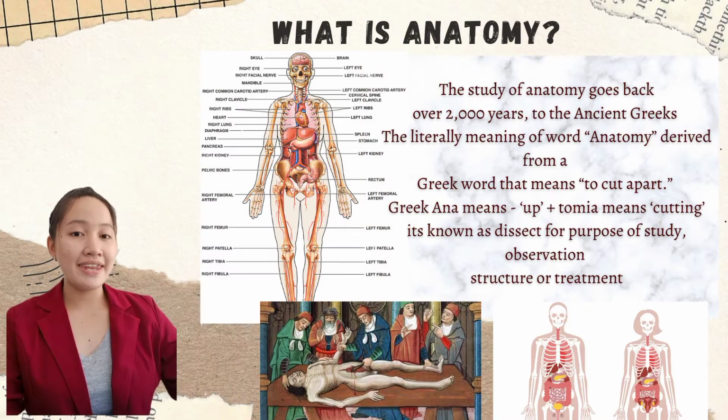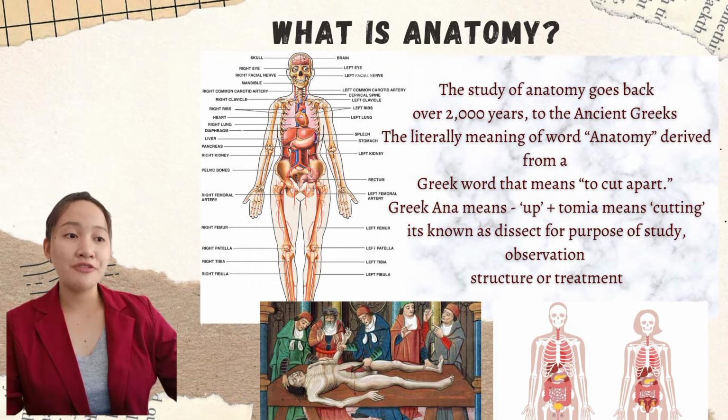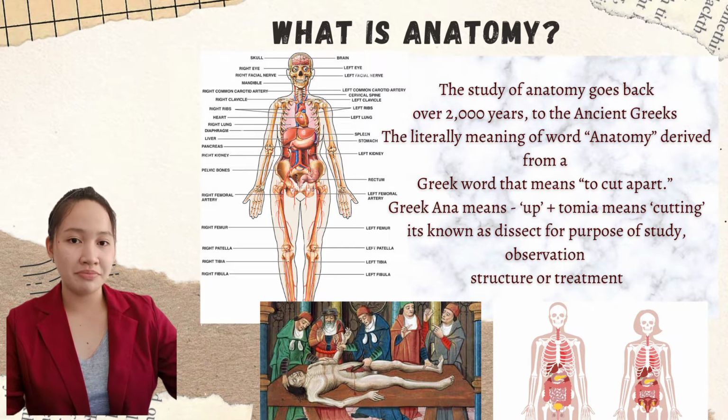What is anatomy? The study of anatomy goes back over 2,000 years to the ancient Greeks. The literal meaning of the word anatomy is derived from a Greek word that means to cut apart. Greek ana means up plus tomia means cutting. It's known as dissection for the purpose of study, observation, structure, or treatment.